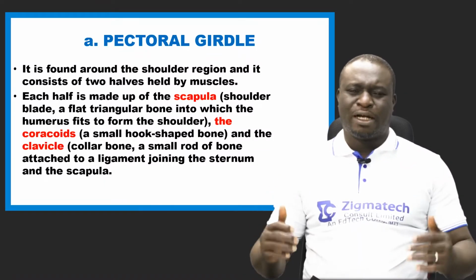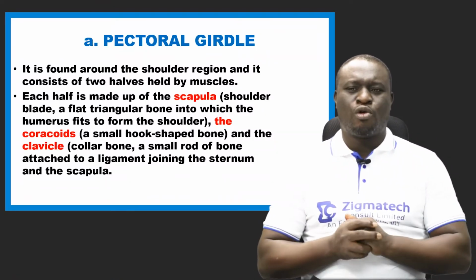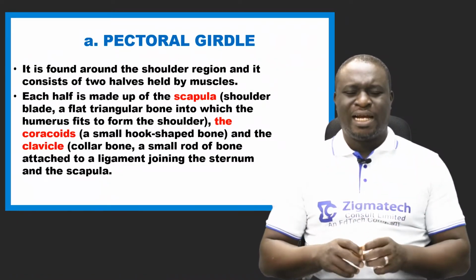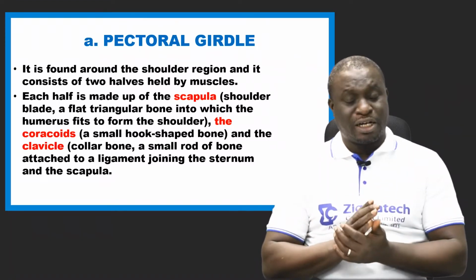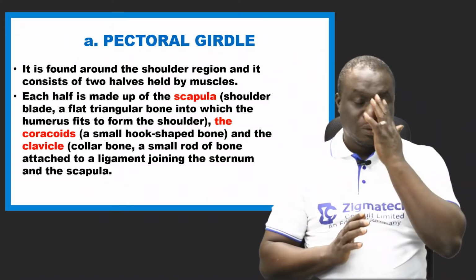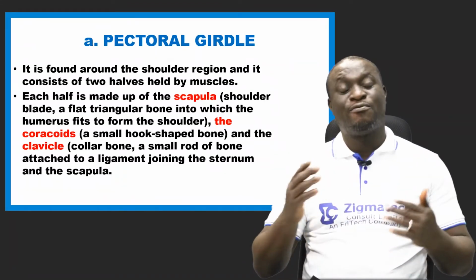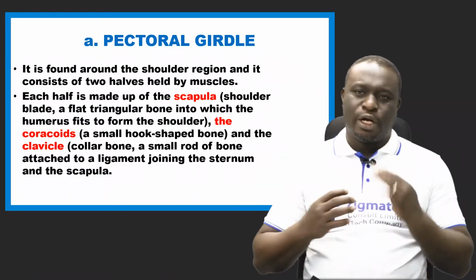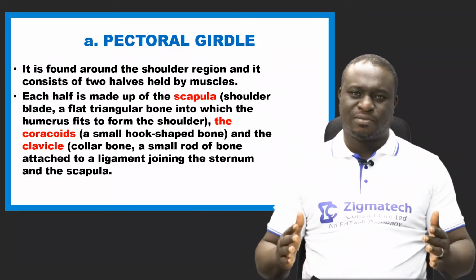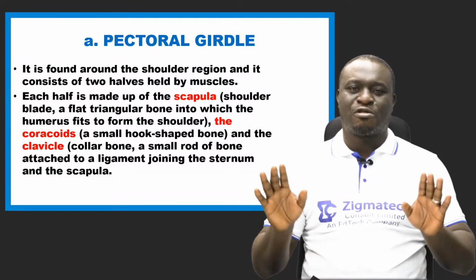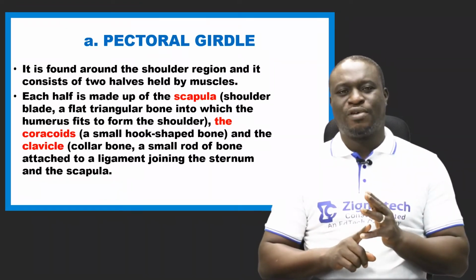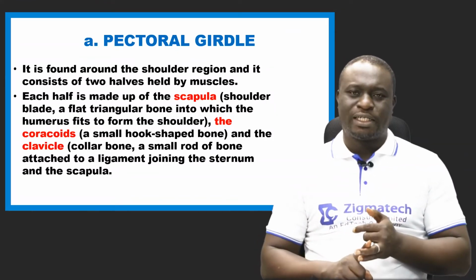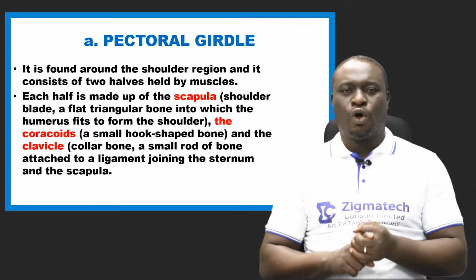Also, the pectoral girdle consists of what we call the coracoid. The coracoid is a small hook-shaped bone. And then the pectoral girdle also consists of the clavicle. Another name for the clavicle is the collarbone. It is found at the collar region. So in other words, the pectoral girdle consists of three main parts: the scapula, which is also called the shoulder blade, the coracoid, and the clavicle or collarbone.